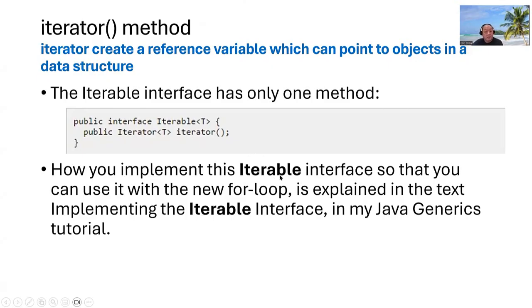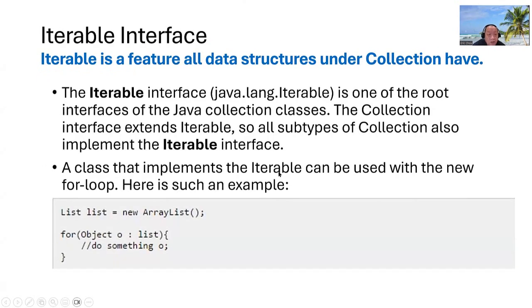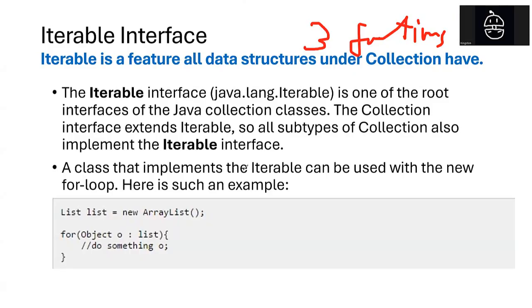Iterator is a counter. Iterable is a feature. When you implement Iterable, there are three functions associated with it. Kingston, do you know what the three functions associated with it are? No? How about Jiang, do you know? What are the three functions associated with Iterable? Maybe operator brackets.